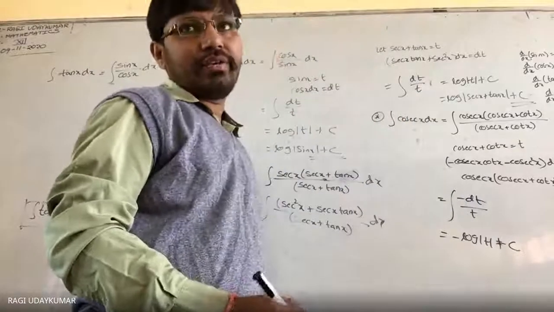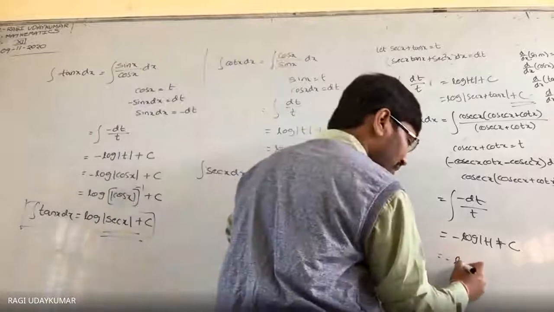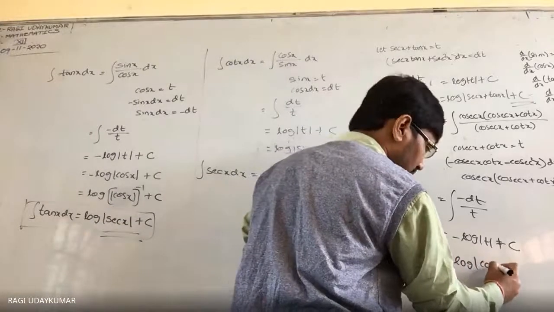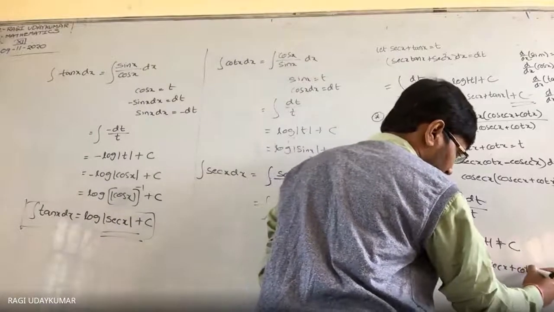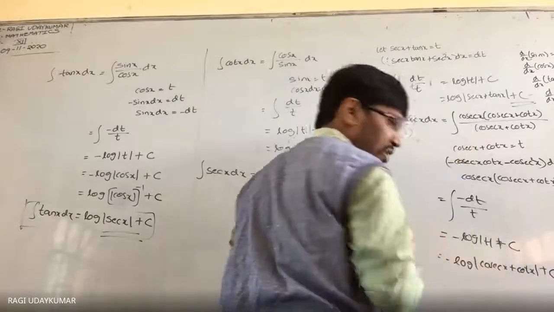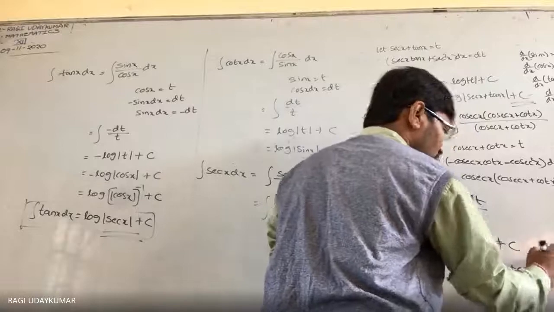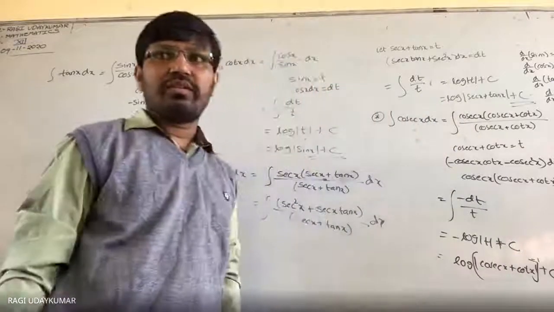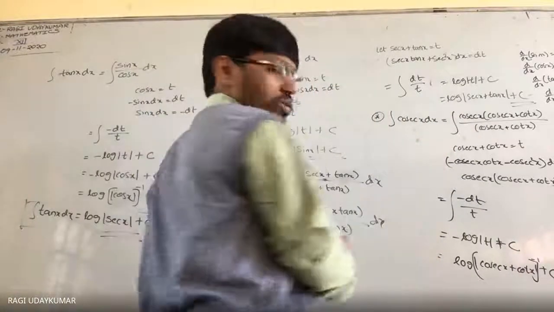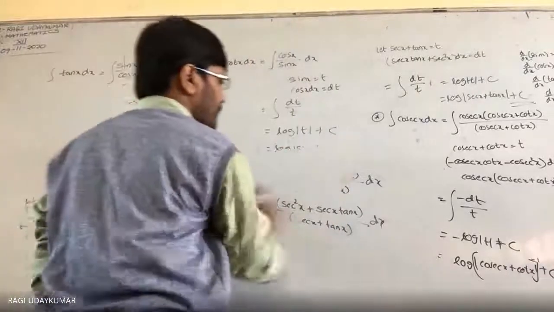Whenever you are taking it, here you get minus logarithm of cosec x plus cot x plus c. And this minus, if you are taking the reciprocal of cosec... Is it visible to you? So here I am writing.